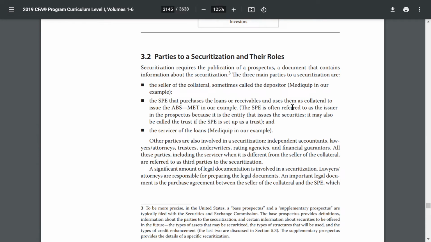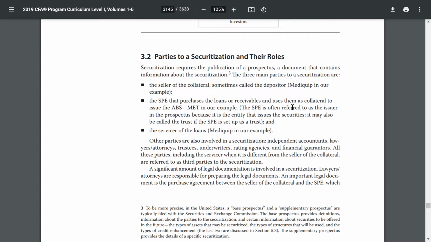Parties to a securitization and their roles. Securitization requires the publication of a prospectus, a document that contains information about the securitization. The three main parties to a securitization are the seller of the collateral, sometimes called the depositor, the SPE that purchases the loans or receivables and uses them as collateral to issue the ABS, and the servicer of the loans.